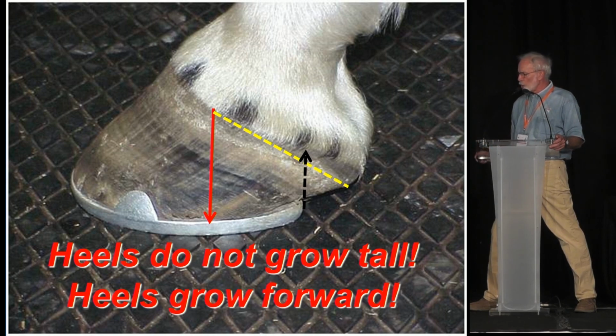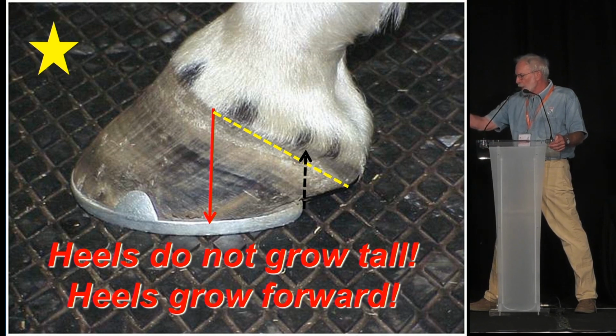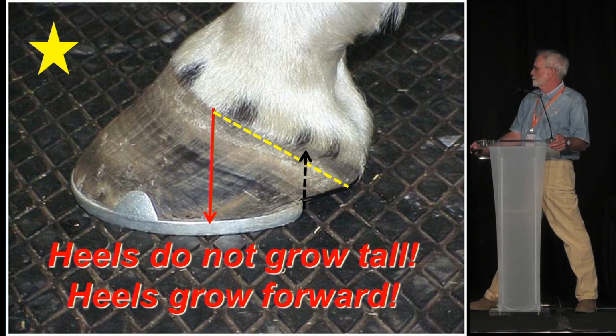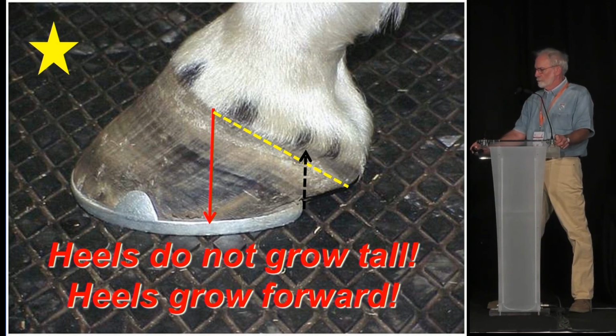Heels do not grow tall, they grow forward. That star means that's something to remember. If you look at the horn tubules, the heels are going to grow the same direction as the horn tubules. They're going to go forward.